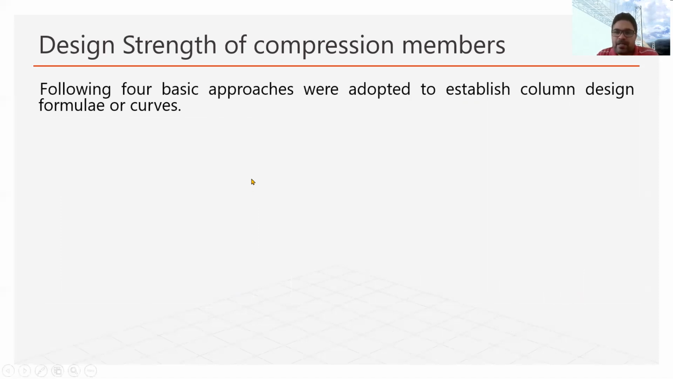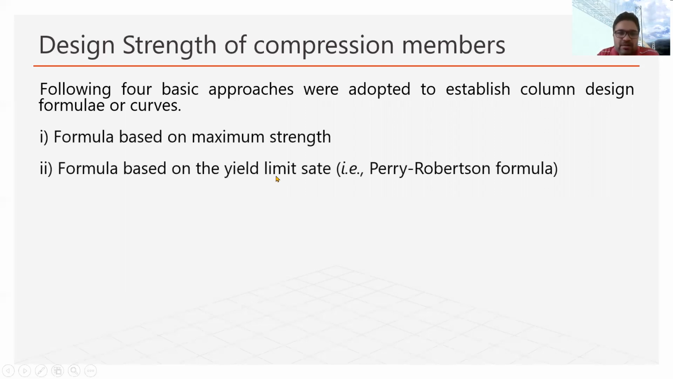So basically, as I said, there are so many flaws in the real column, and it is not possible to use a single curve, and because of that there is a multiple curve approach. There were some approaches generated to design the column or to get the design strength of the column. Those approaches are formulas based on the maximum strength of the column, and formulas based on the yield strength, I mean yield limit state. This is the Perry-Robertson formula approach, and this approach has been adopted by our IS code.